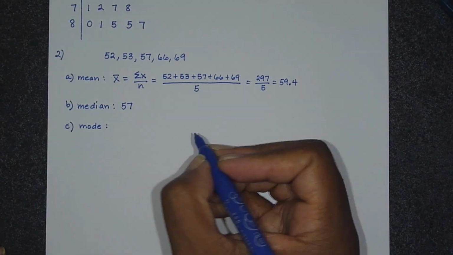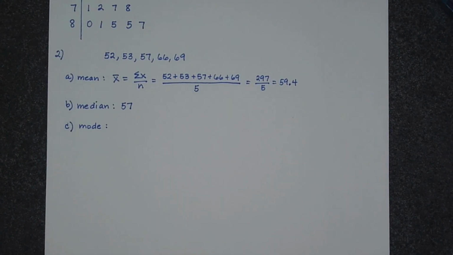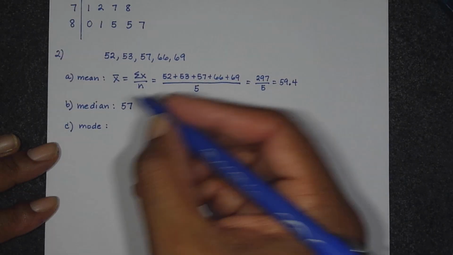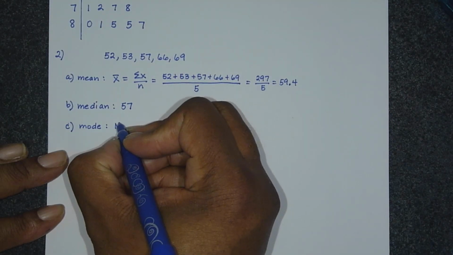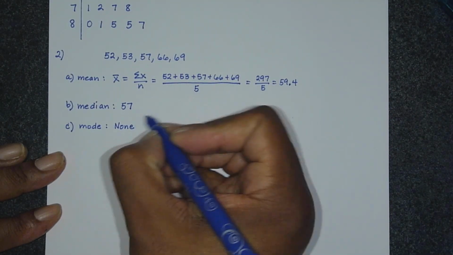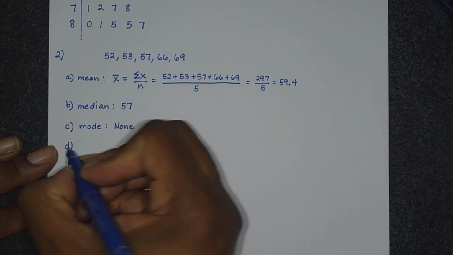Part C is identifying the mode. The mode is the data value that occurs the most frequently. There is none. Each data value occurs only once, so that means that there is no mode. So you can just say none for that.